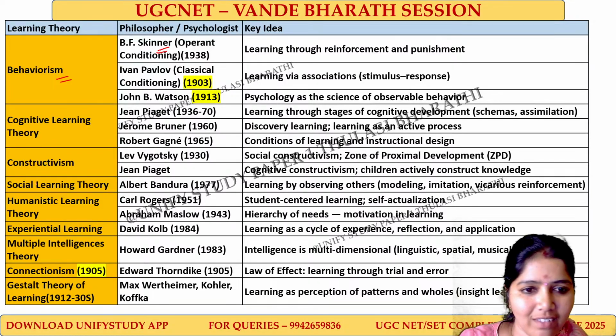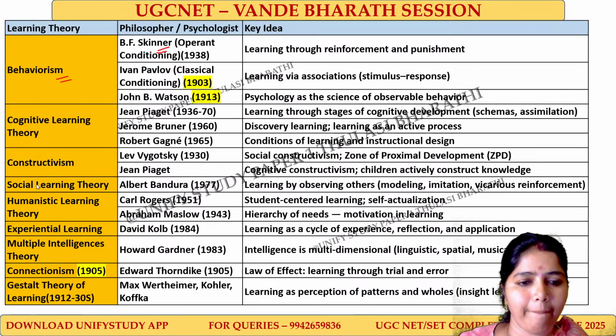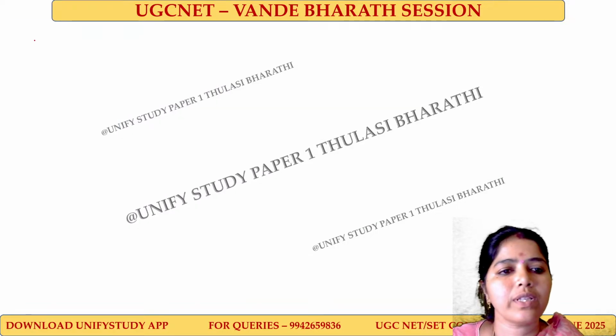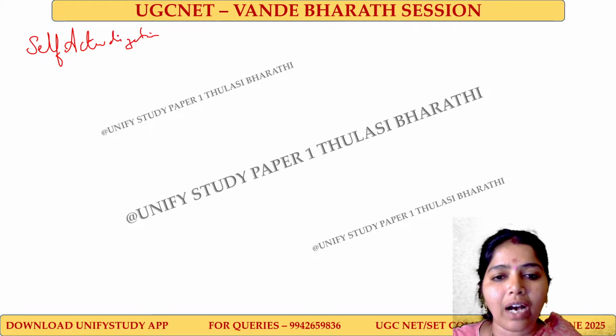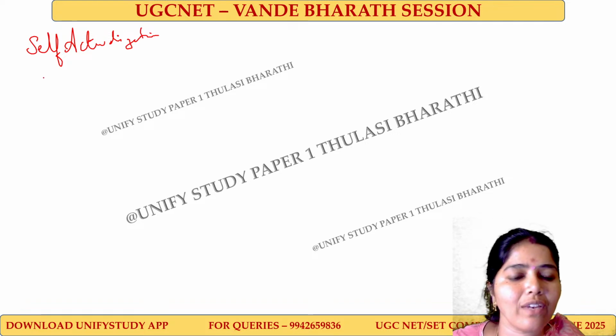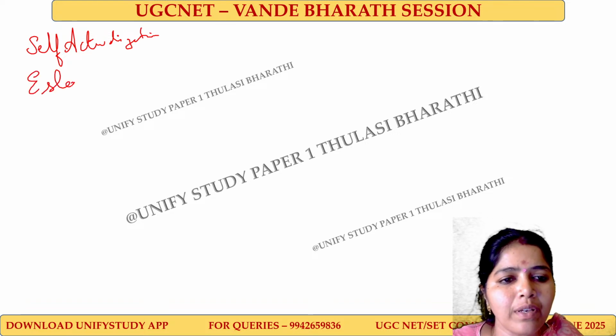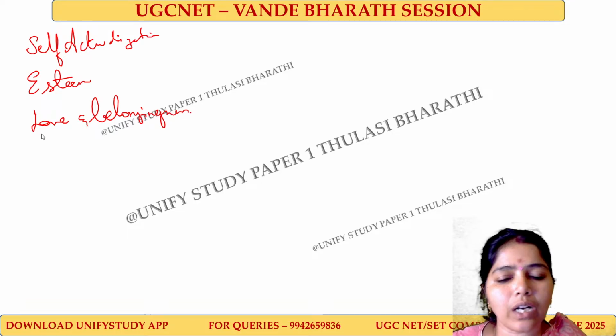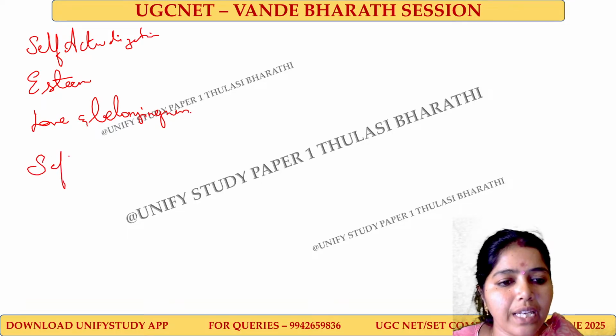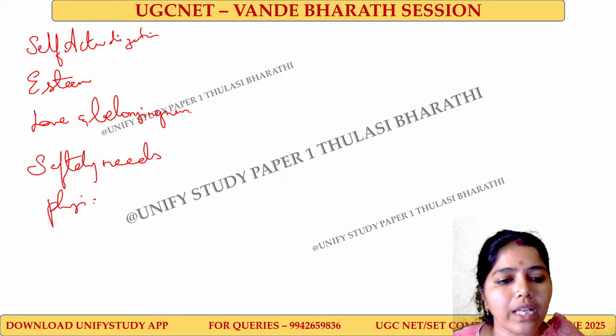Are you all there? So it starts with self-actualization. One time a question was asked in this part on Maslow's hierarchy of needs. We start with self-actualization, and then a person should have esteem, self-esteem, and then we have love and belongingness. Belongingness is the third one, and the fourth one we have is safety needs, and then we have physiological needs.